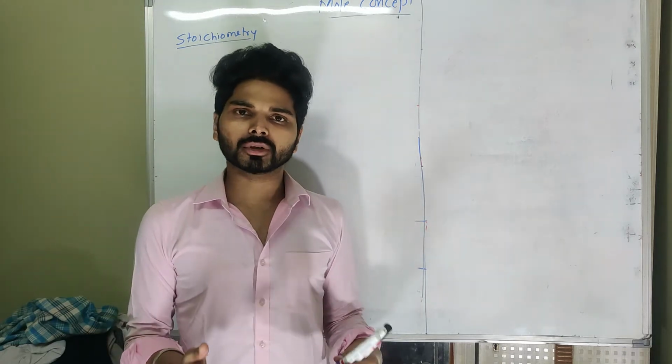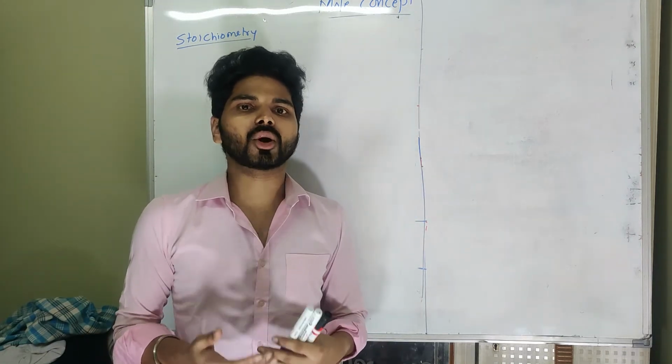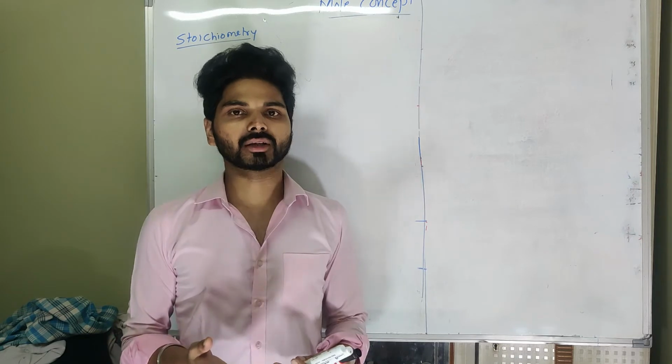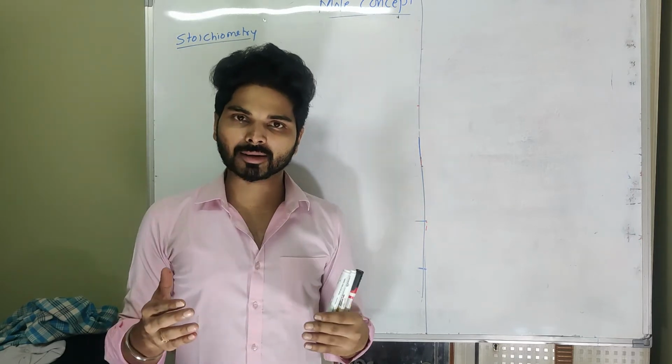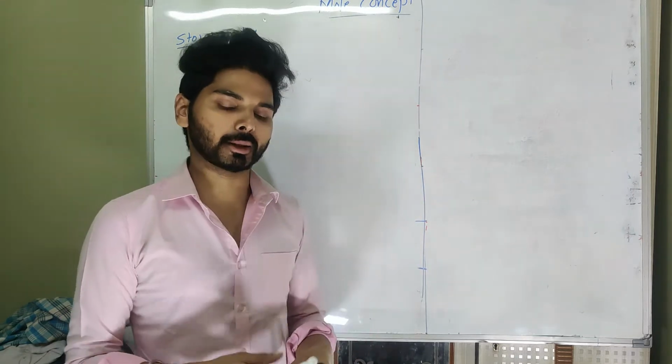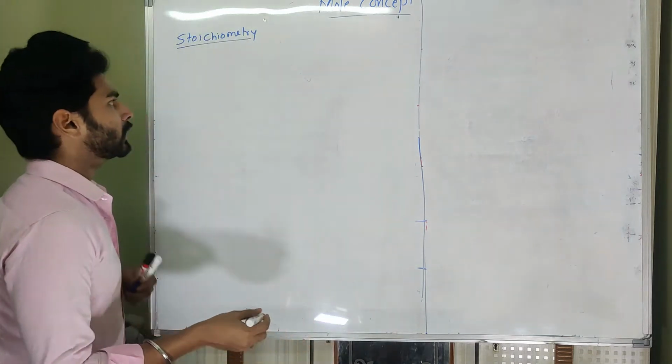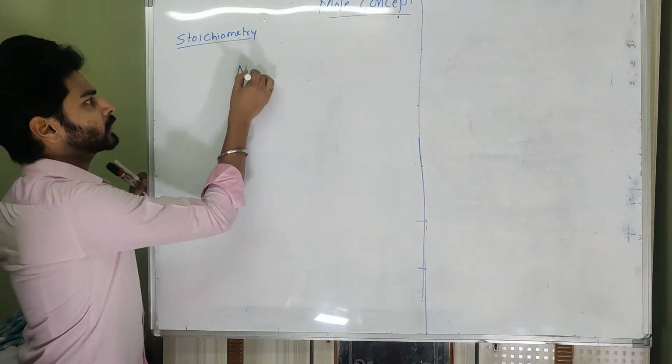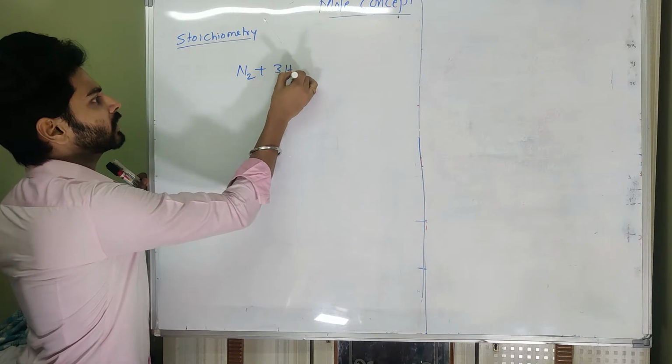But what if the amount of reactants is not given in stoichiometric quantity? Then a whole set of calculations will arise. We will see that one by one. Let me take the earlier example, that nitrogen reacts with hydrogen giving us ammonia.